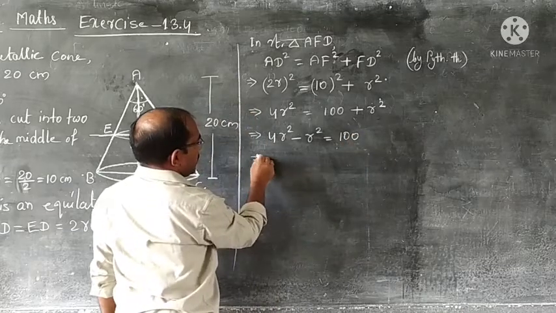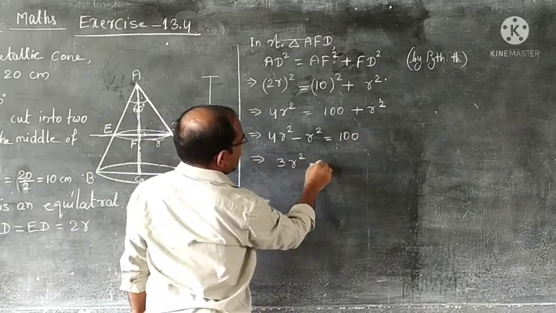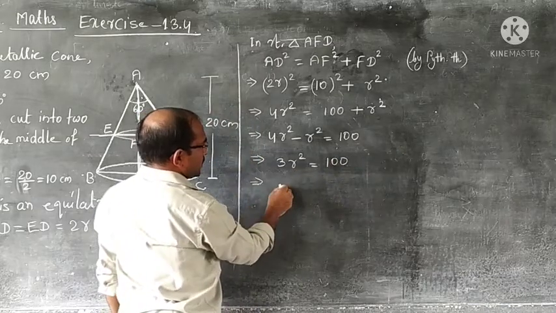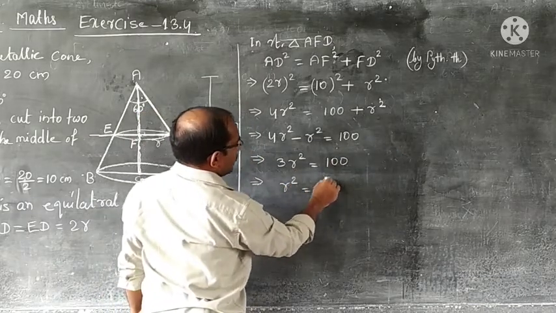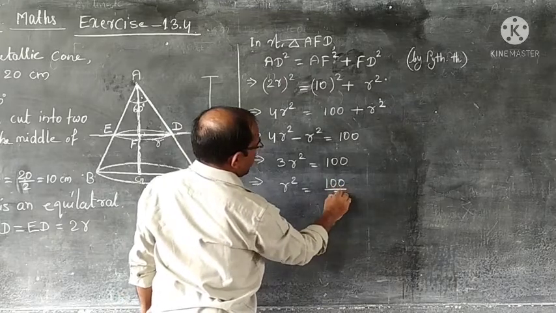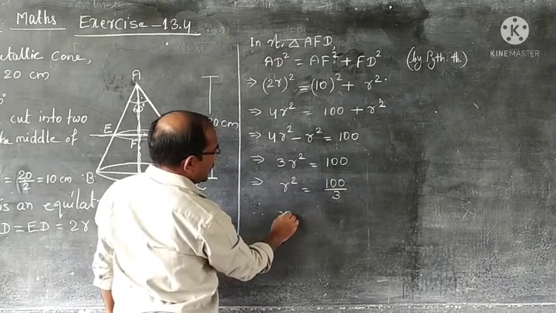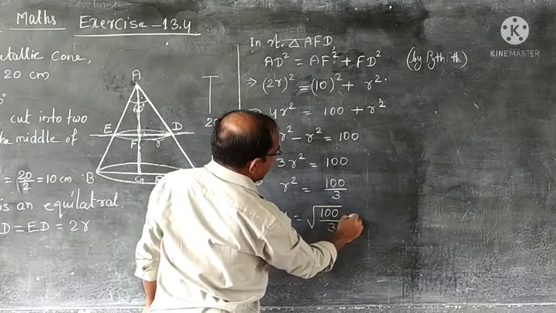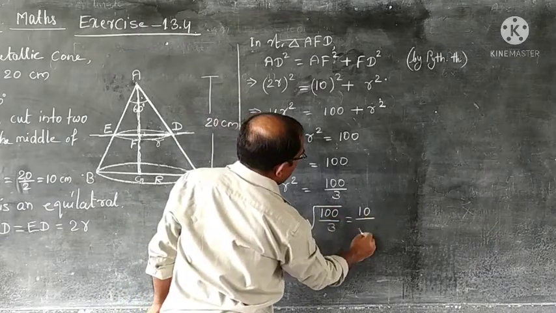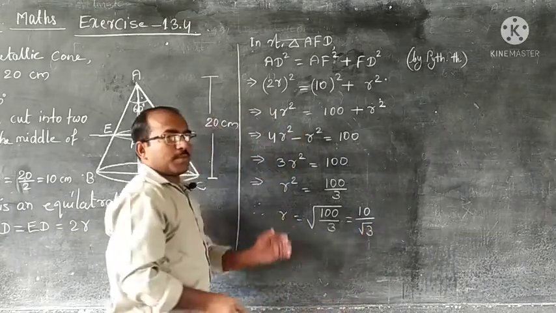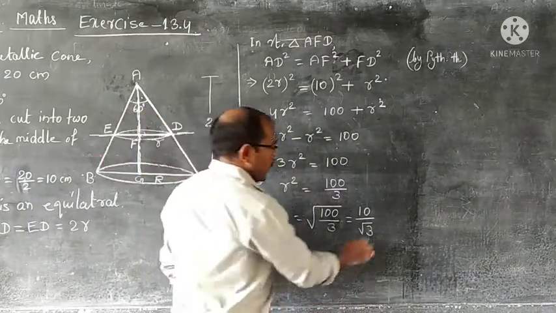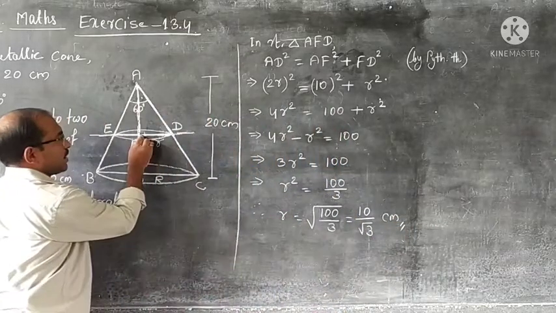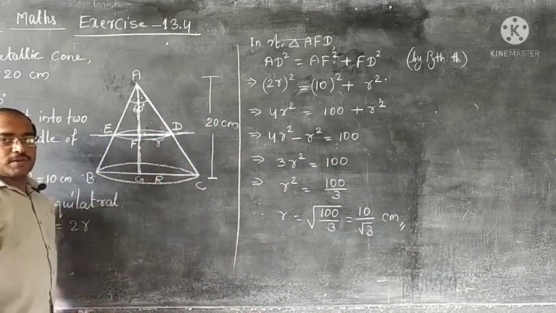We get here 3r square is equal to 100. 3 will take to the other side. R square will be equal to 100 by 3. And then we get r is equal to root 100 by 3. Root 100 by 3 we get 10 by root 3, since root 3 is a non-perfect square number. Centimeter. This is what? Radius. Radius of the smaller end of the frustum.